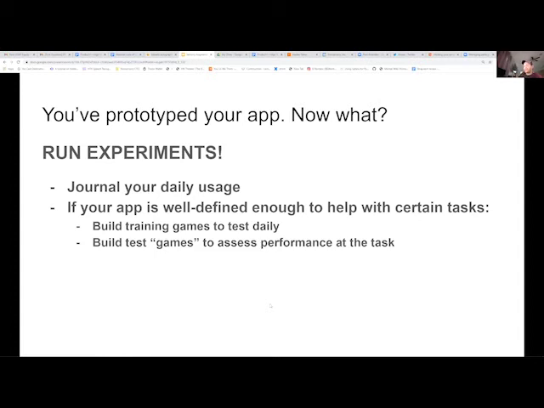I'll be sure to add some of those to the website, which I'll link to in a second. And the other thing you can do, and probably Mike and David can provide some great input here as well, is run your device with users and run an actual study, build some training games, have people test this thing out to train on daily, and build test games to assess performance at specific tasks.